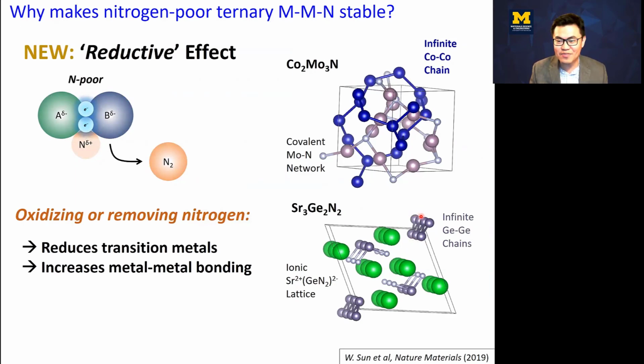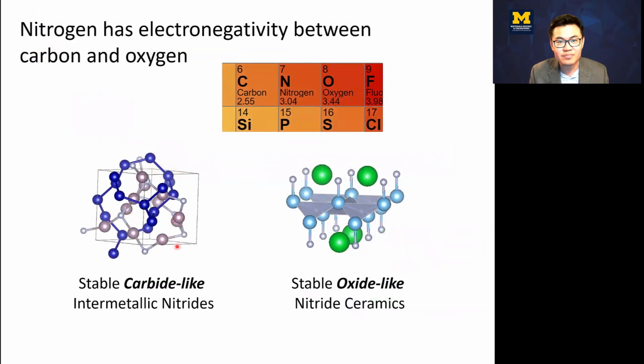Have you ever seen anything like that before? Like metallic chains in an ionic lattice? I don't know. I think it's remarkable. So this is the idea that we called the reductive effect. The nitrogen anion was oxidizing and donating electron density to the metal-metal bonds, and that is also a route to very stable ternary nitrides.